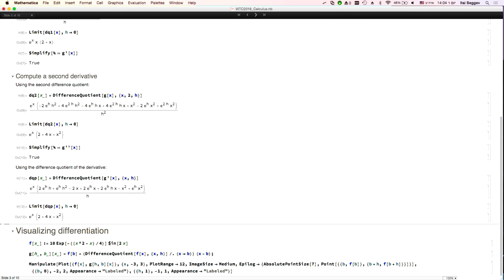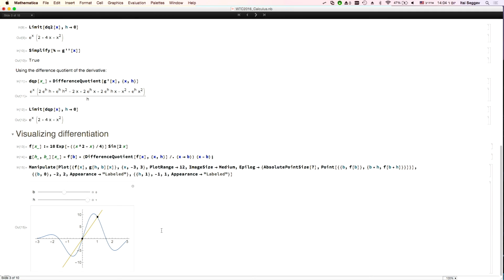Another nice application is visualizing the derivative. So I have a function here, and then I've defined the tangent with base b and distance h of x using difference quotient. And then I can create a nice manipulate here, and I can move my base point b around. And then as h goes to 0, I end up with a nice tangent line. And of course, on the other side, h can be negative. And either way, we approach a tangent line.